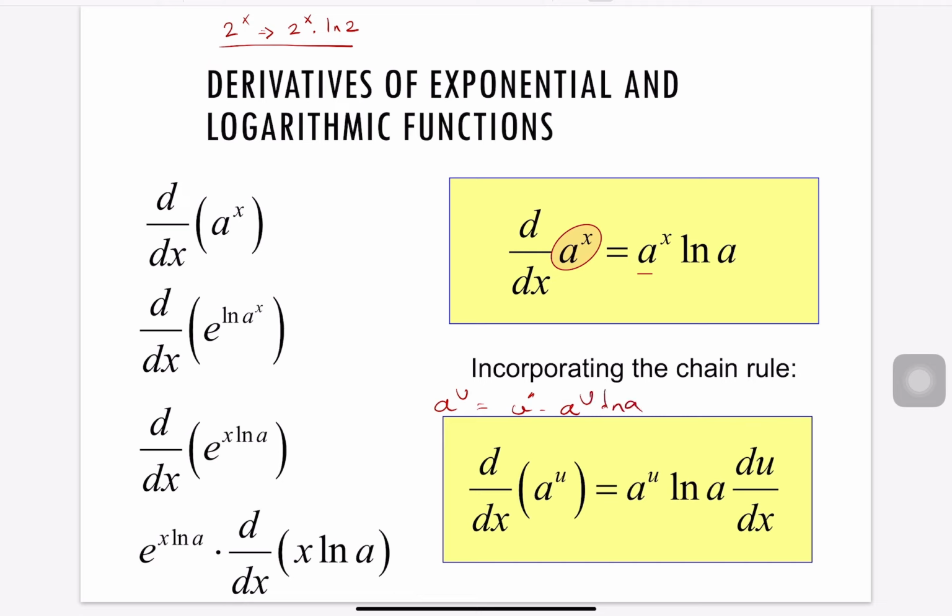I write an example, 3 power sinus 6x. Okay, first I have to write u prime. The derivative of sinus will be cosinus 6x. Okay, multiply, I have to write a power u, the same function, 3 power sinus 6x. Multiply ln a, ln 3.